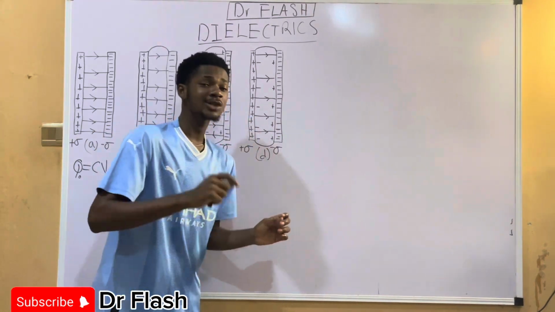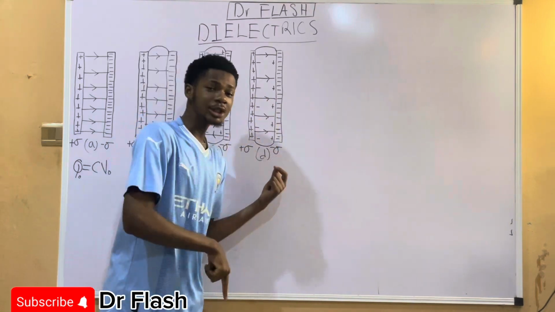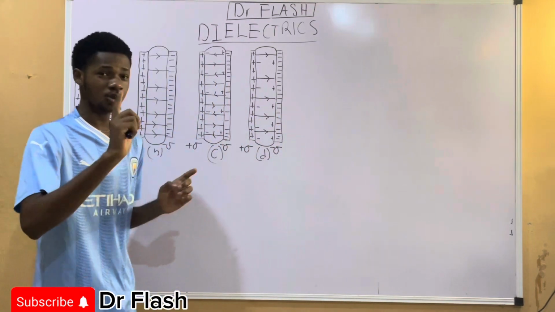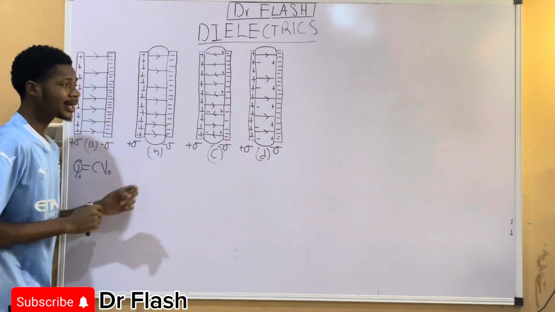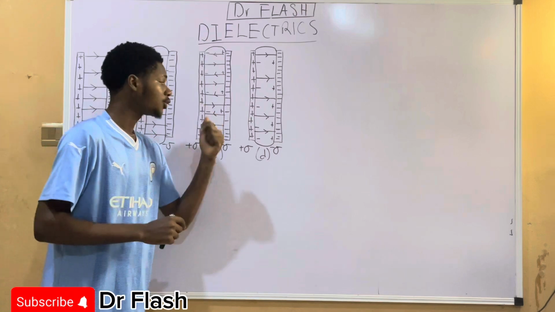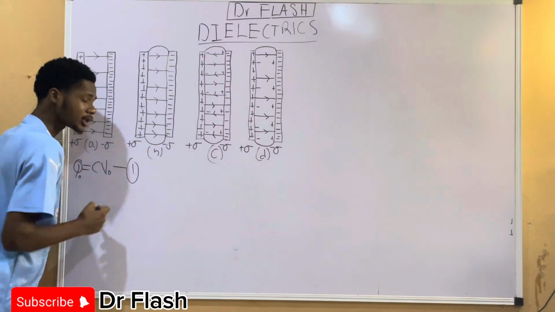Now, the number of charges is going to increase, but the electric field is going to what now? Decrease. We're still going to come to that, okay? But it is important to take note that the number of charges is going to increase, and then the net electric field is going to what now? Reduce. Now, we already said this is an important equation to take note of. I'm going to call it equation 1.